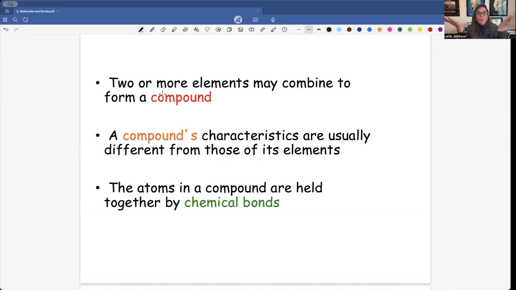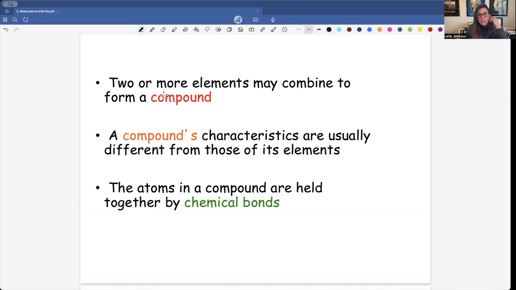So two or more elements, when they join together, form a compound. A compound's characteristics are usually different from those individual elements. And I believe in that lecture on elements, one of the examples was that sodium by itself is a metal, chlorine by itself is a gas, and when they're combined together, it forms your table salt. When they come together, they really form a new structure that has its own physical properties.